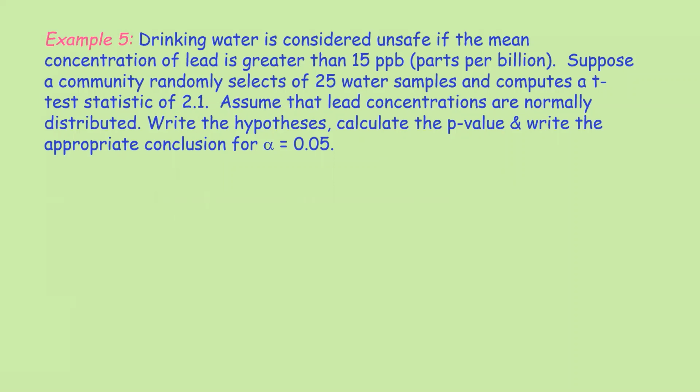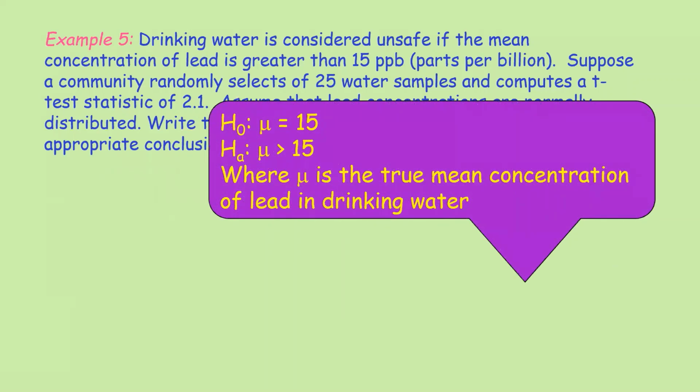So they've done a little bit of work for us already. They give us the test statistic, so we don't have to calculate that. But let's start with the hypothesis statement. Again, we are going to assume true that mu equals 15. We are thinking that mu is greater than 15. And we're going to define our variable. Mu is the true mean concentration of lead in drinking water.